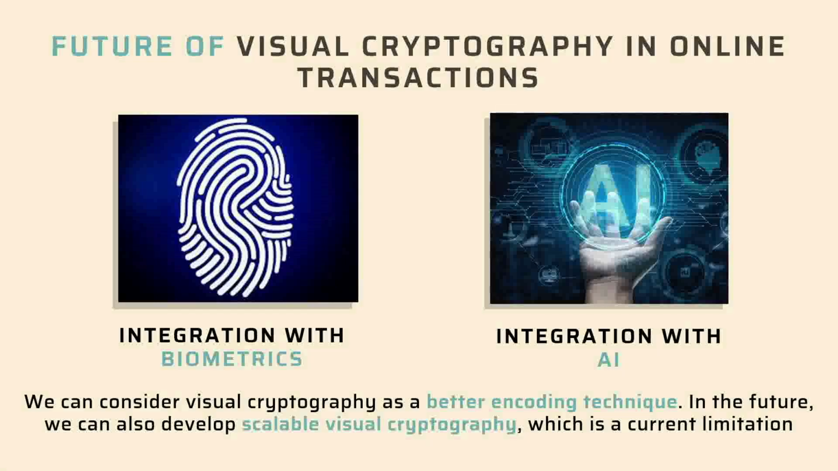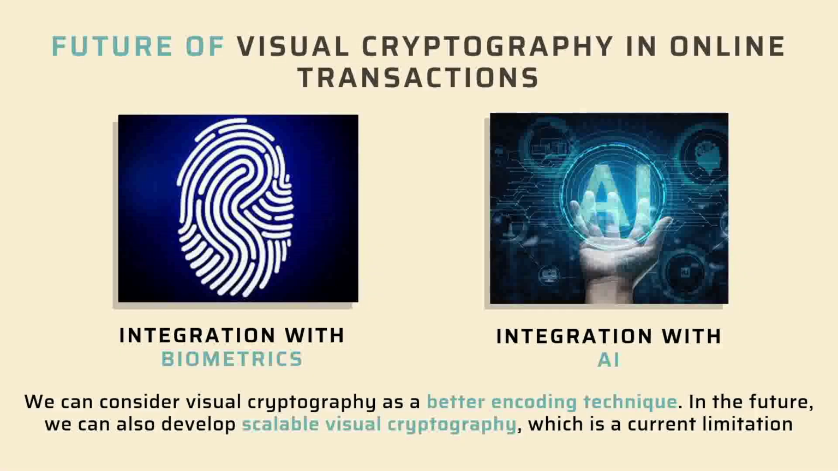So here, firstly, we can integrate the visual cryptography system with biometrics. To integrate biometric authentication with visual cryptography, one approach could be to use biometric data as a key to unlock the shares and reconstruct the original image. For example, a person's fingerprint could be used to generate a key that would be required to combine the shares and reveal the image. This would add an extra layer of security to the visual cryptography technique, as an unauthorized person would not only need access to the shares but also the biometric data of the authorized individual in order to reconstruct the image.